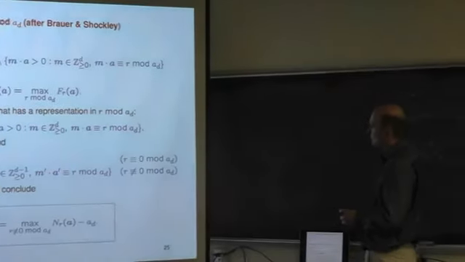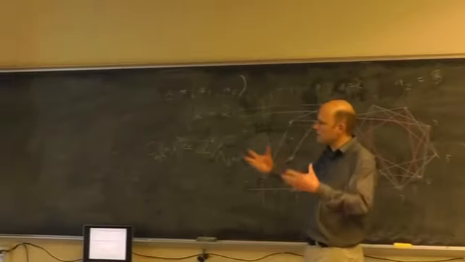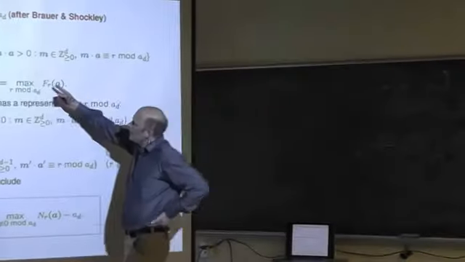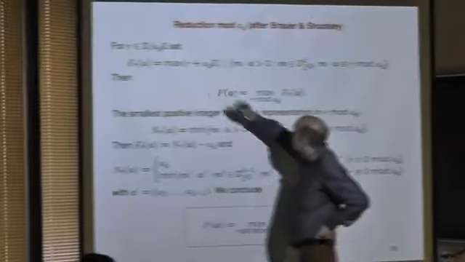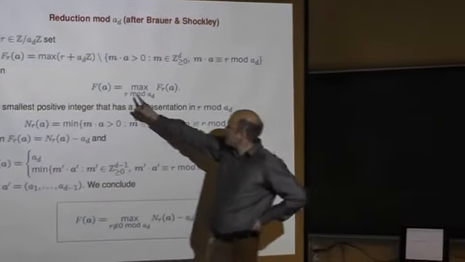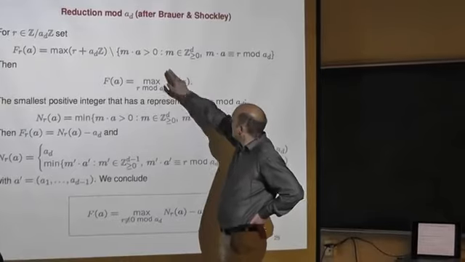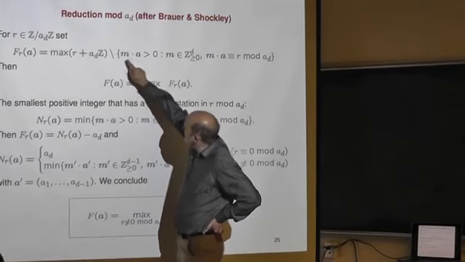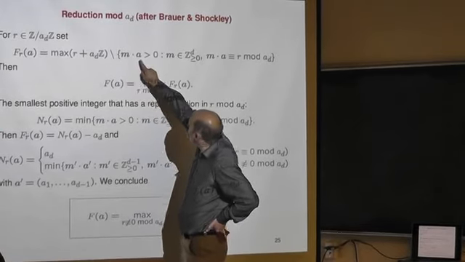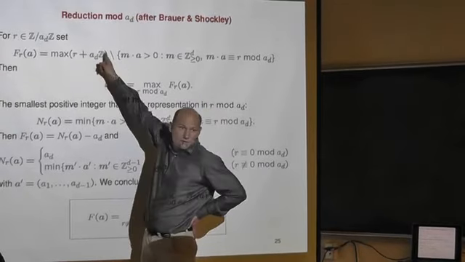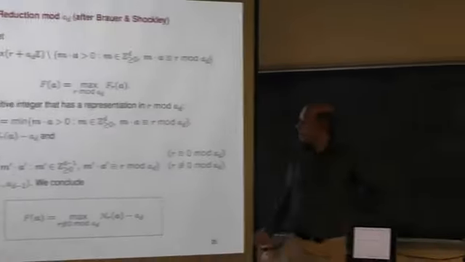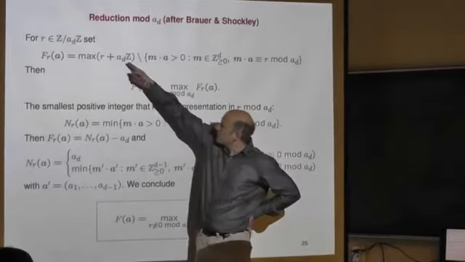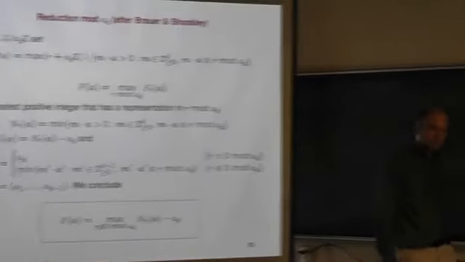So what's the idea? Well, the idea is you reduce the question modulo AD. So AD is one of the coefficients that we have, A1 up to AD. And so you basically say, well, let's define f sub r to be the largest number that doesn't have a representation in this set. And so the original Frobenius number is just the largest that you get by taking the maximum of all these FRs.